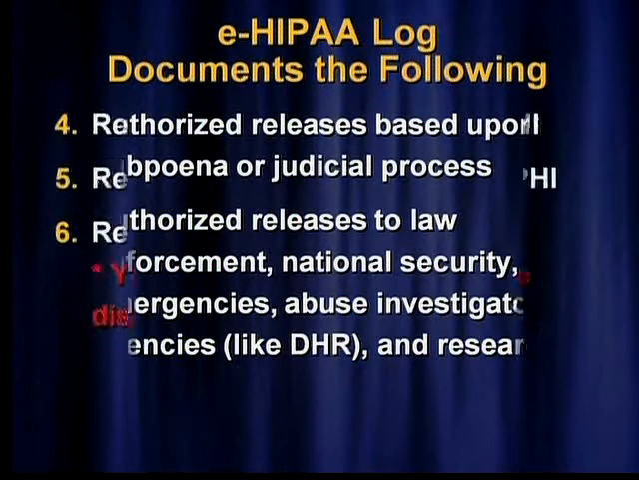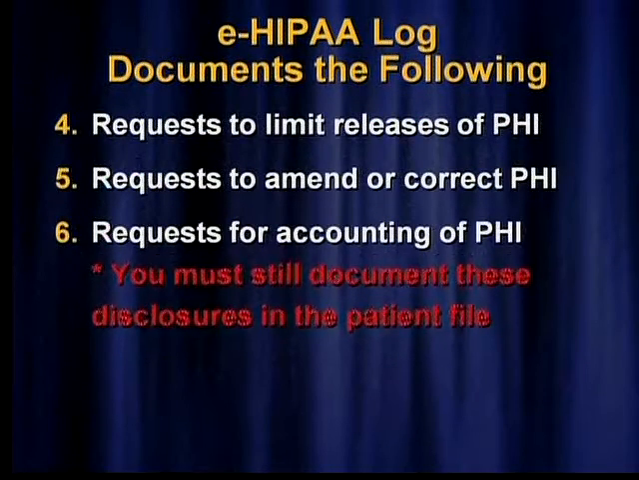Some additional examples have to do with patient rights. When a patient asks that we limit the release of PHI, that would be something that goes in the eHIPAA log, that documentation. There's a form for that. There's also a form that a patient will use when they want to amend or correct their PHI. Those forms will go in the eHIPAA log. And then lastly, when a patient requests an accounting of their disclosures, that documentation will be placed in the eHIPAA log as well. And one thing that I want you to remember as this information is going into the eHIPAA log, we also want to make sure that we're documenting that information in the patient record.